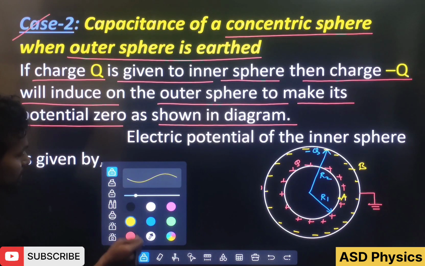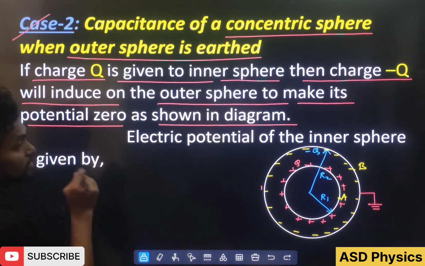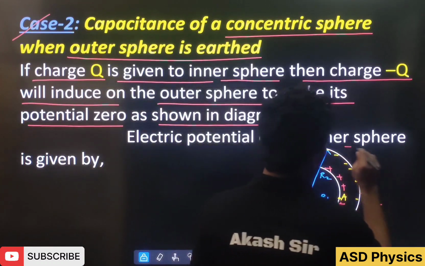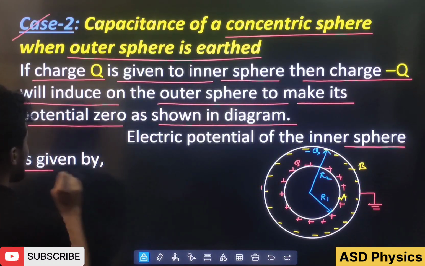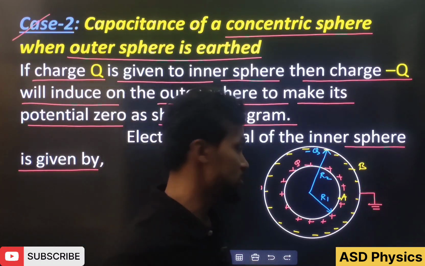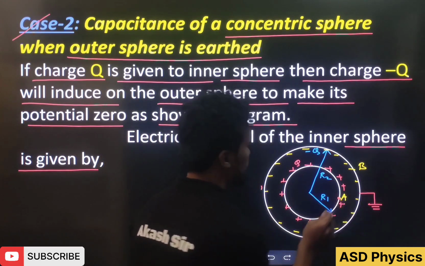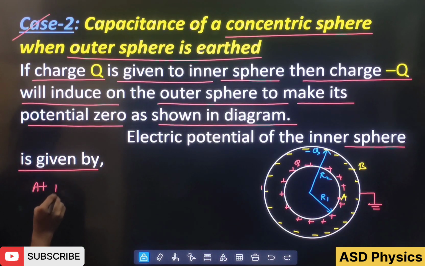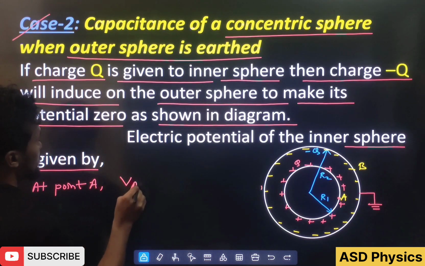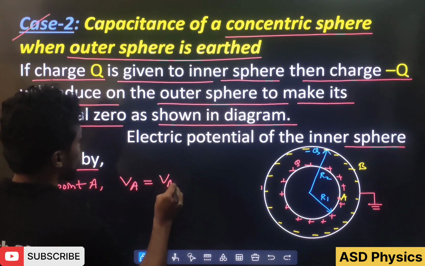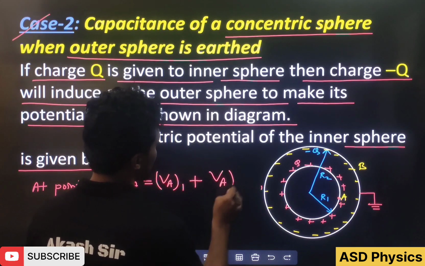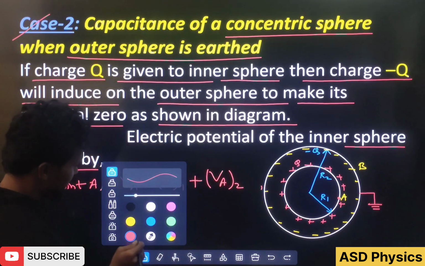Now students, after that, let's see here. We got minus Q. Electric potential of the inner sphere is given by which sphere? Inner sphere. Let's take here point A. So students, inner sphere means where? At point A. Potential at point A due to the first one, that means the inner one, and potential at point A due to the outer one, that means 2.